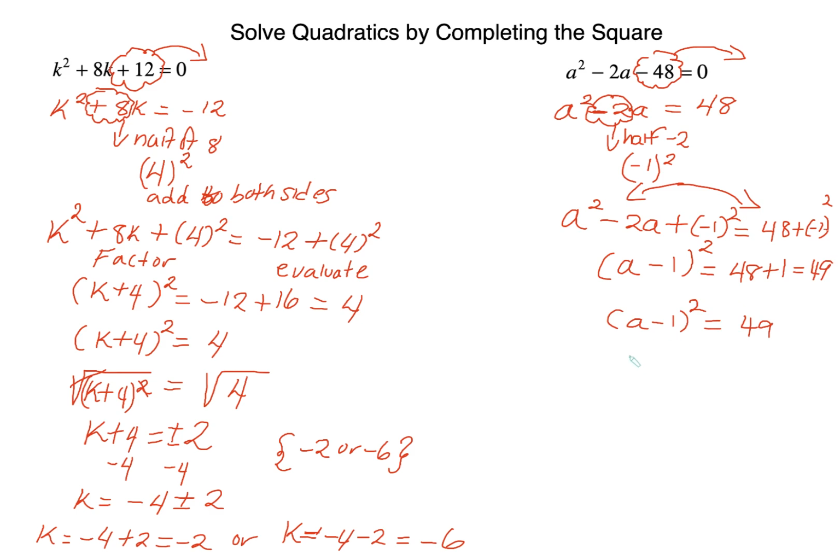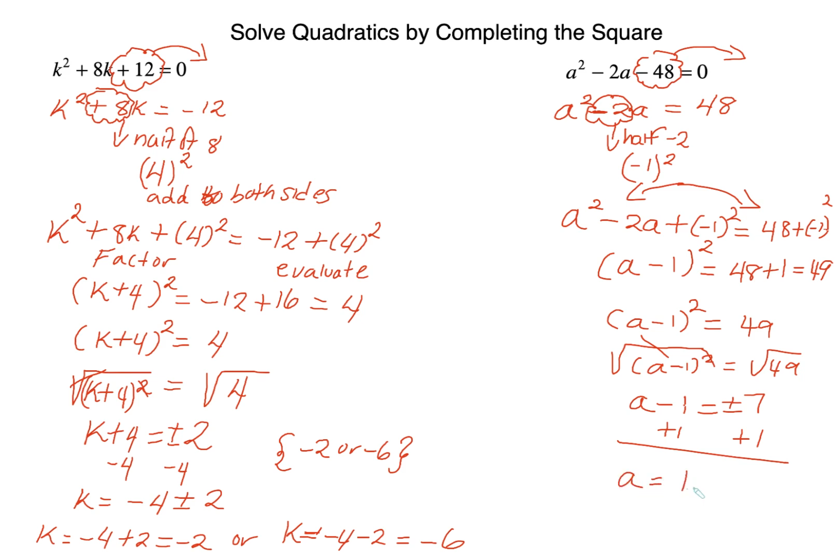And remember, we're solving for a, so we're going to have to take the square root of both sides. Now the square cancels the square root, so you just have a minus 1. However, since 49 is perfect, the square root of 49 is 7, and don't forget your plus or minus. And solving for a, you're going to add 1 to both sides. So a has a value of 1 plus or minus 7.